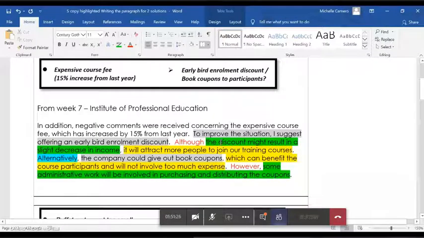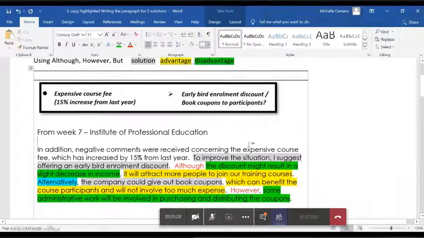Now, when they gave the disadvantage here in green, the words they used were might result in. So when you give the disadvantage, you can use the words might result in and then talk about the disadvantage, okay? For the advantage, they said it will attract more people. So you can say will, you might be able to use the word it, but you can definitely use will.